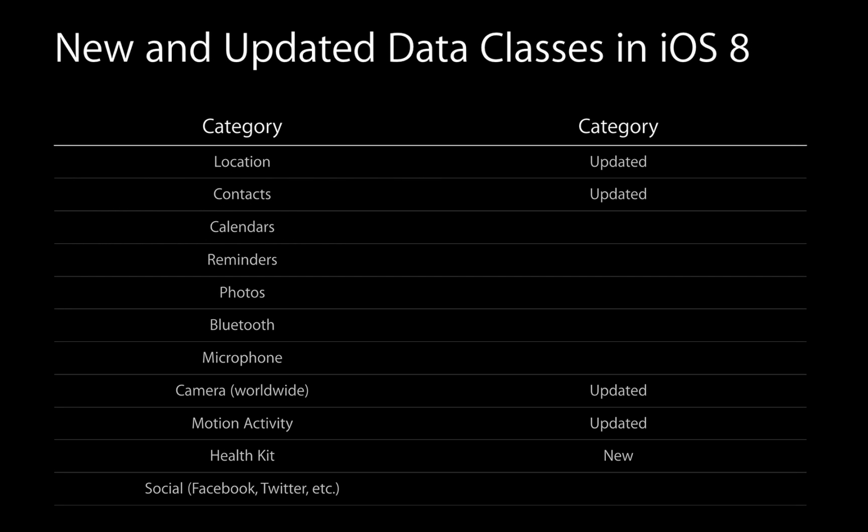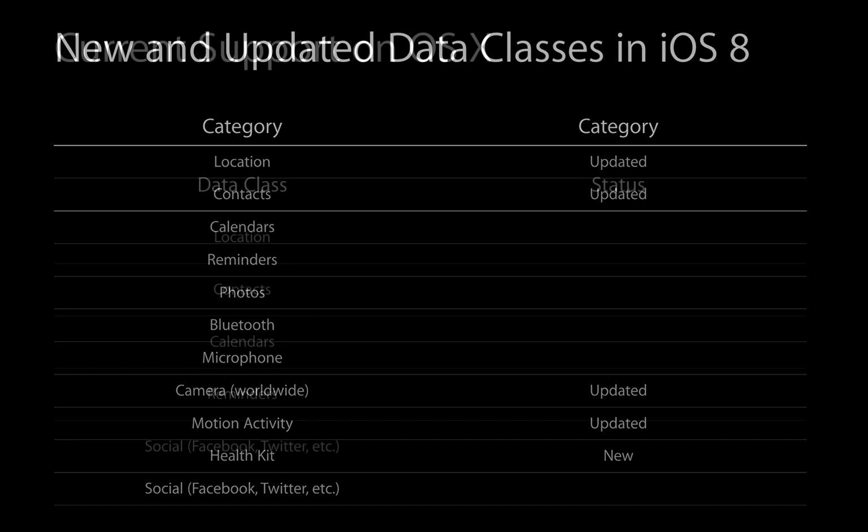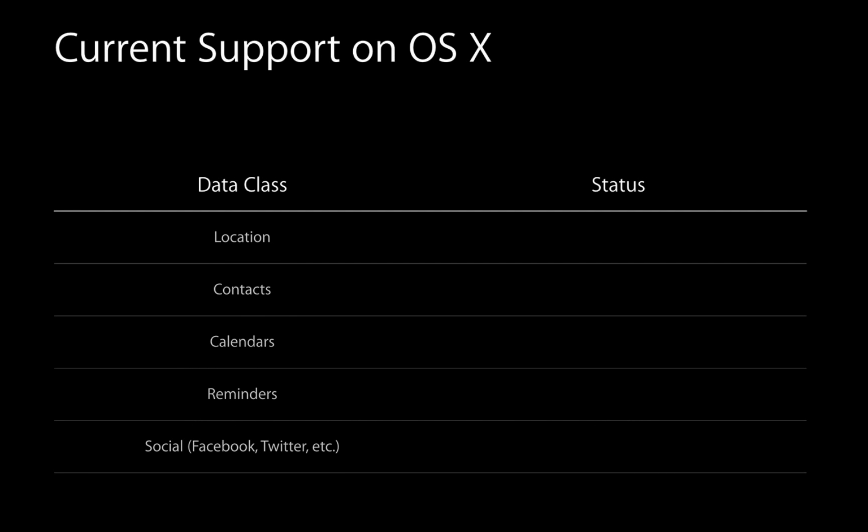There are several new data classes and updated data classes on iOS 8, including location, contacts, camera, which is now worldwide, motion activity, and HealthKit. OS X Yosemite supports all of the same data classes that it did in OS X Mavericks: location, contacts, calendars, reminders, and social. However, there were no new additions or updates.